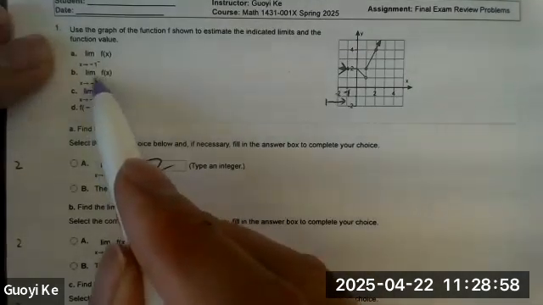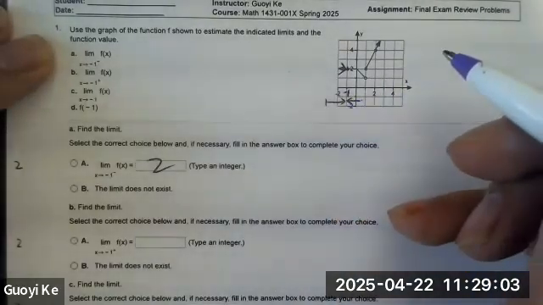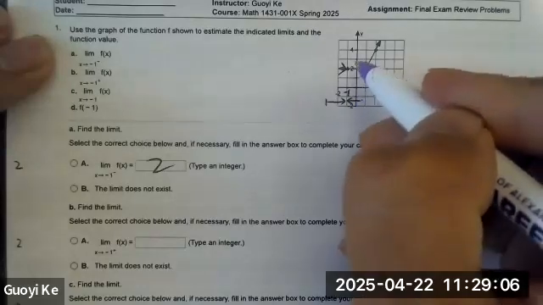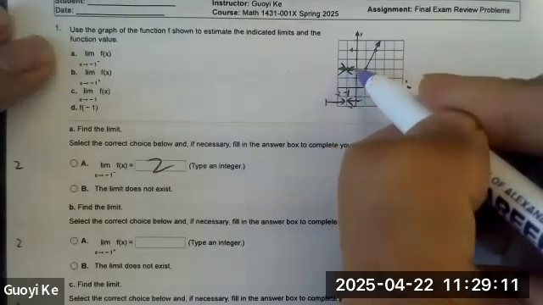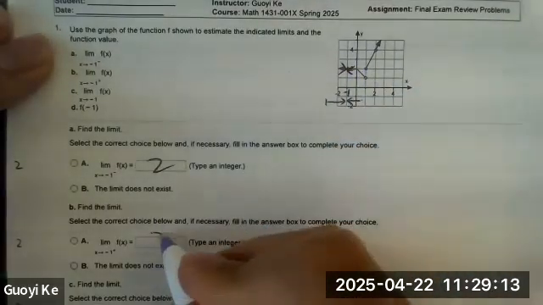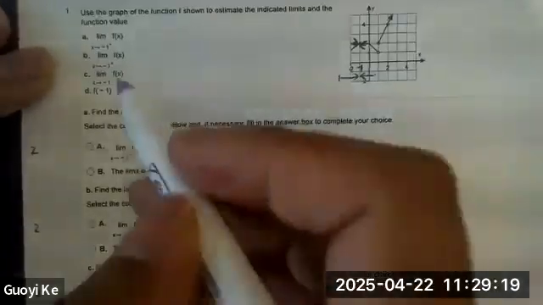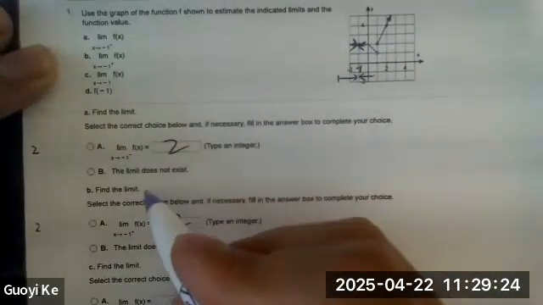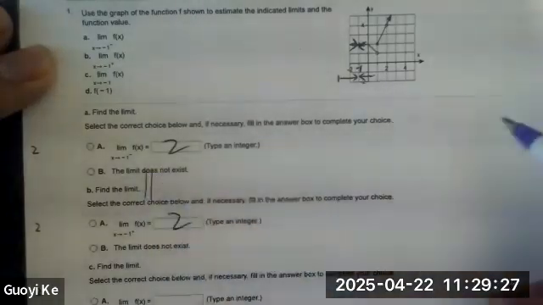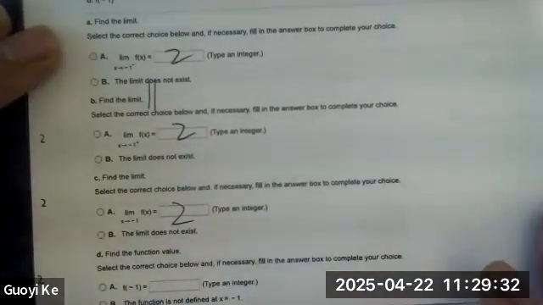Now, x approaches -1 from the right-hand side, and the curve approaches this point. This point has a y value of 2. X approaches -1 from both sides, because the left-hand side limit equals the right-hand side limit. So it equals 2.